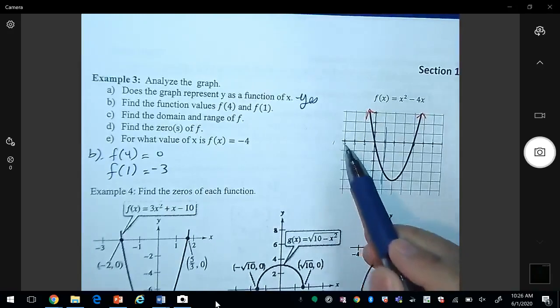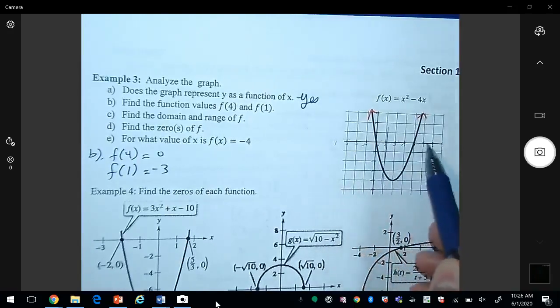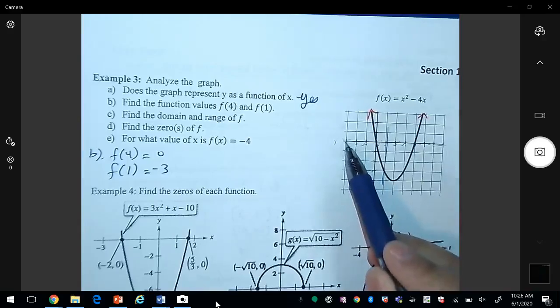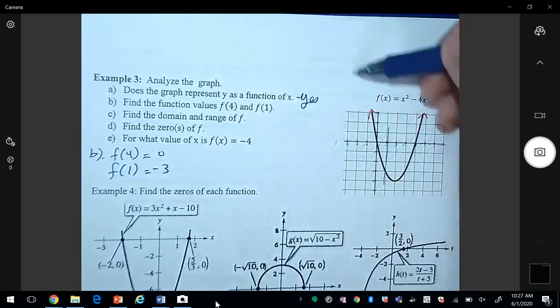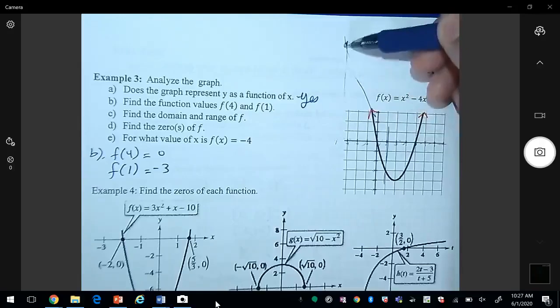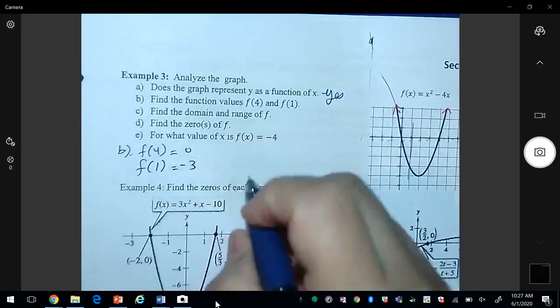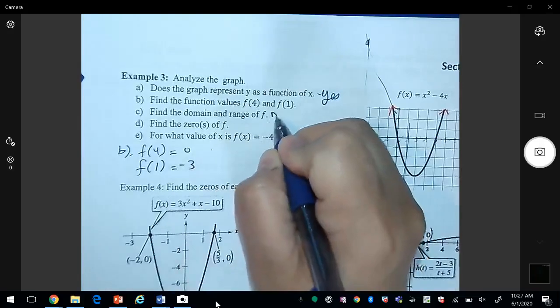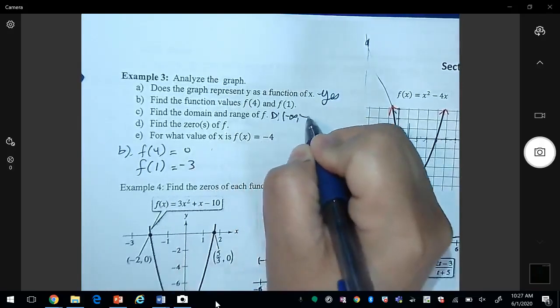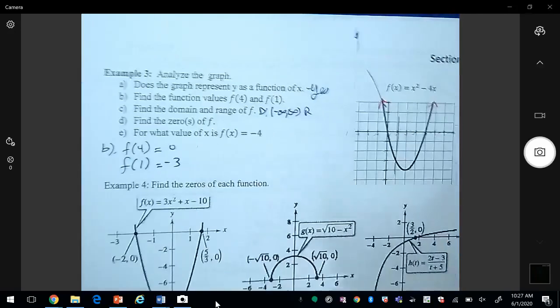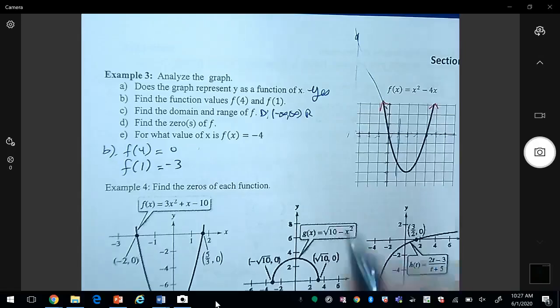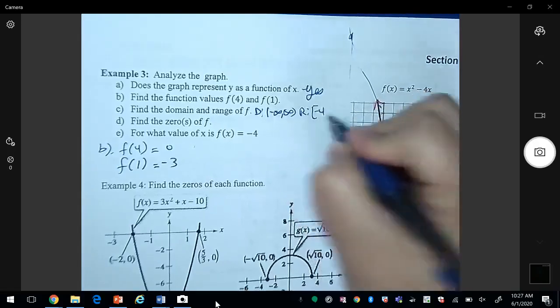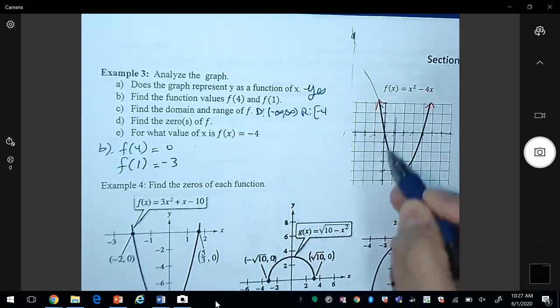Letter C, find the domain. So what x values are being used? If you notice here, no matter what x I pick, I'm always going to be able to get on the graph. This extends forever. So my domain will go from negative infinity to positive infinity. And my range, the smallest value here is at this point, which is negative 4. And it's going to go up from negative 4 to infinity.